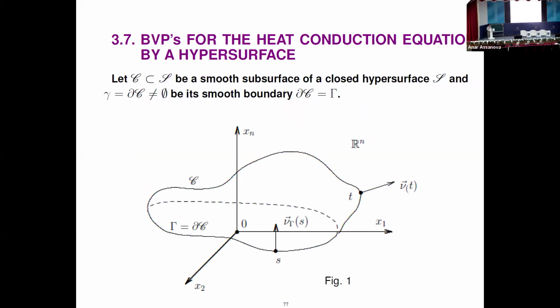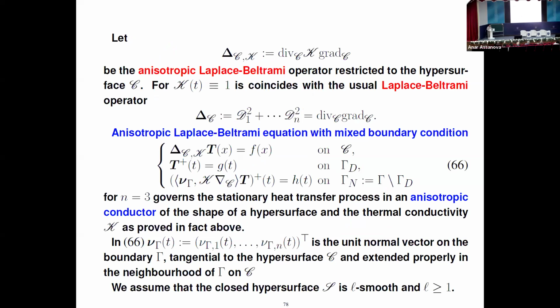Next, I want to explain to you, when we get this equation on this surface, are they solvable, or are they not solvable uniquely? We investigated this also. We get the Laplace-Beltrami equation. We will have the same result for the Lamé equation, the limit of the Lamé equation, which is much more complicated. But in this case, it was much easier to prove that this obtained equation under certain boundary conditions is uniquely solvable. So we have this surface, we have the corresponding boundary value problem, and the anisotropic Laplace-Beltrami equation, the boundary value problem 66.